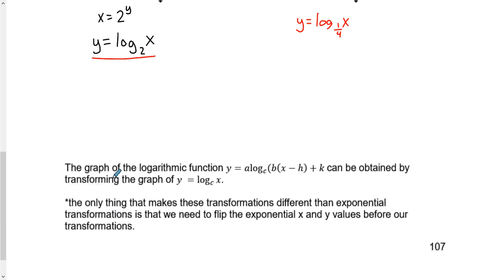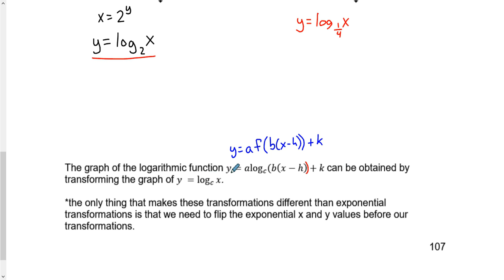Now, the graph of a logarithmic function y equals a log base c of b bracket x minus h. Oh, I definitely forgot another bracket. I'm just going to make that red so I can see that better. Plus k can be obtained by transforming the graph y equals log base c of x. Now, just one further note. Our general transformation of functions is y equals a f of b x minus h plus k.